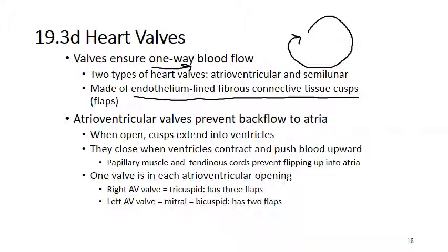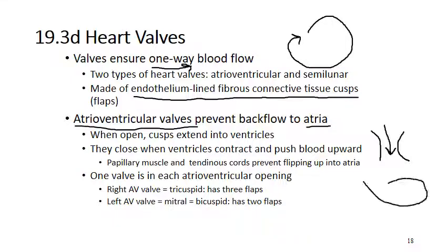So the atrioventricular valves are going to prevent backflow into the atria. But when they're open, the cusps extend into the ventricles, so they're going to be going out like this, and so then blood's going to be coming this way, right? And then they're going to close because the ventricle is going to squeeze here, and it's going to cause these guys to go ahead and close up, because the ventricle is going to contract and that blood's going to move upwards, and it's just going to close those flaps, or the valve.